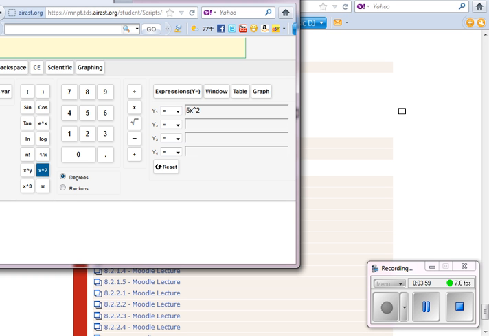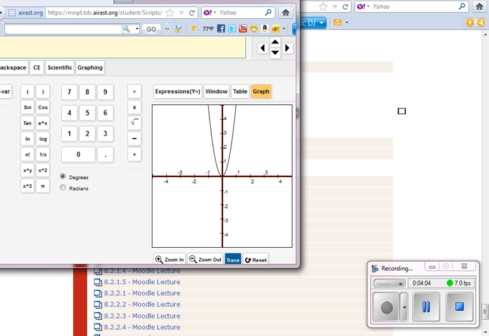There's the equation. Next, we're going to go ahead and graph it. So I'm going to hit the graph feature. There it is, graphed. Much like the graph that you have on your piece of paper.